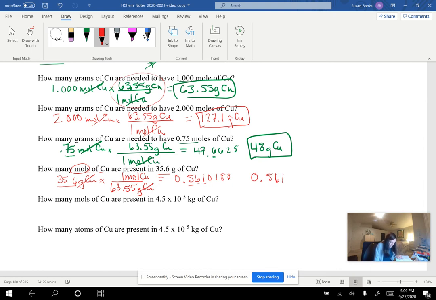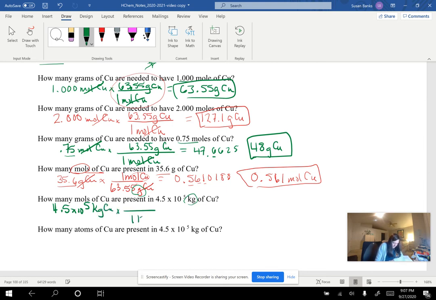And our units now are moles of copper, 0.561 moles of copper. Okay. How many moles of copper are present in 4.5 times 10 to the 5th kilograms? Now, our relationship here is in grams, so we need to get our kilograms turned into grams. So that's the first thing we're going to work on. 4.5 times 10 to the 5th kilograms of copper.